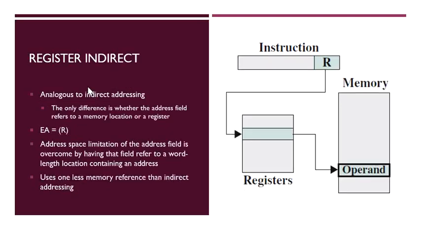The next one is the register indirect. From this diagram, the concept is similar to indirect addressing, but the difference is that the address field refers either to a memory location or a register. For register indirect, the address field contains the effective address of a register, which holds the address of memory that points to the operand that needs to be fetched. So this is the register indirect.